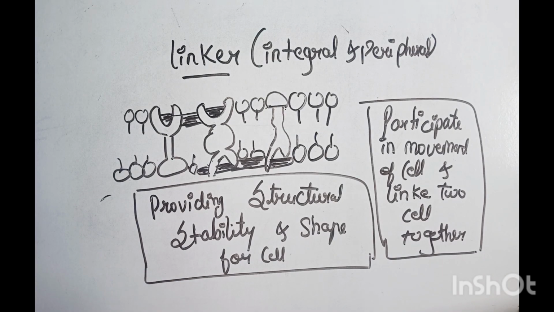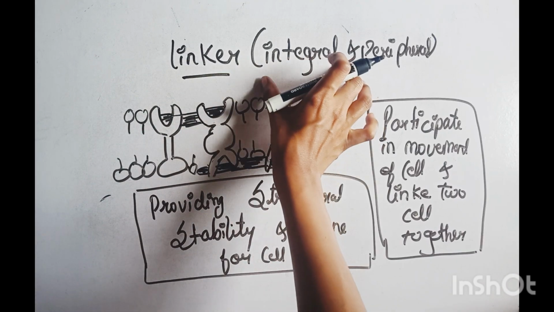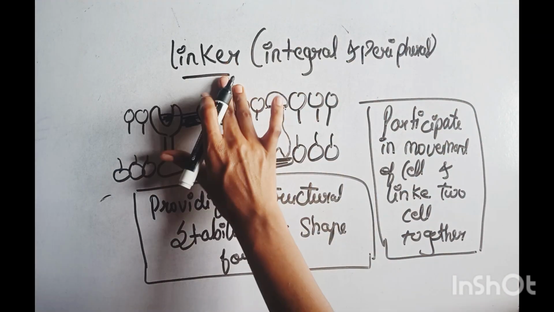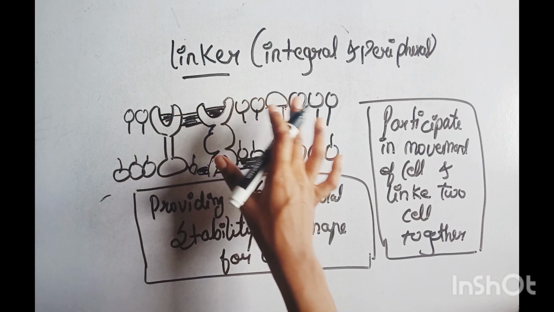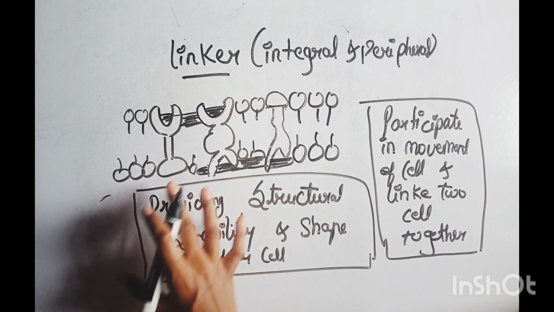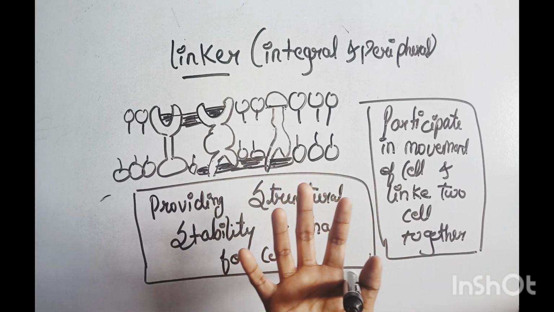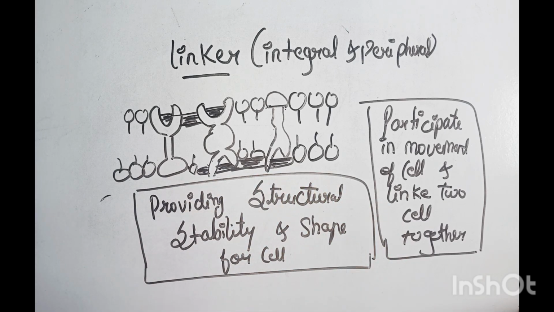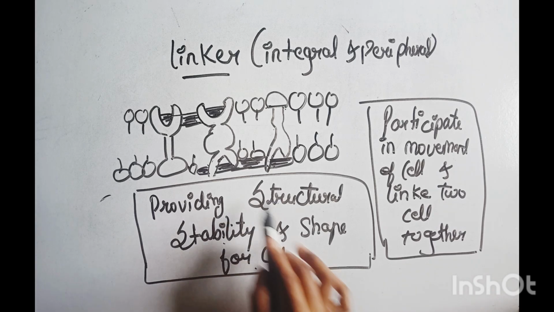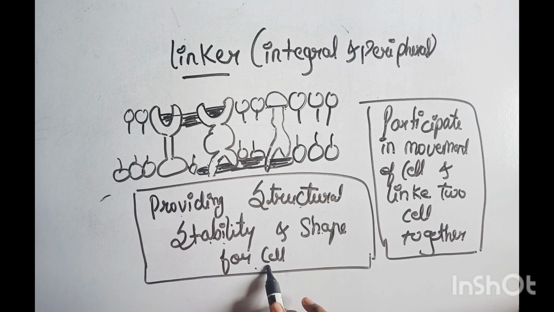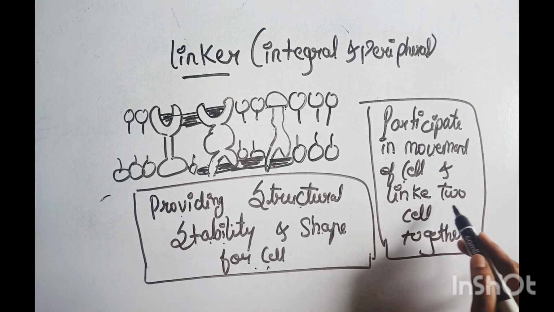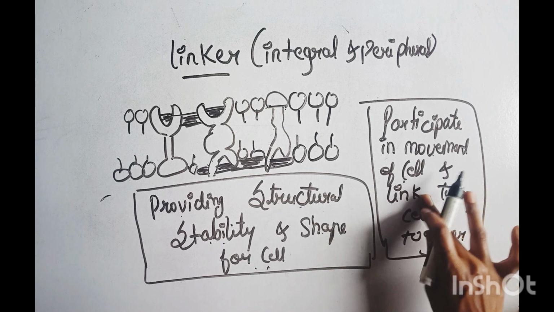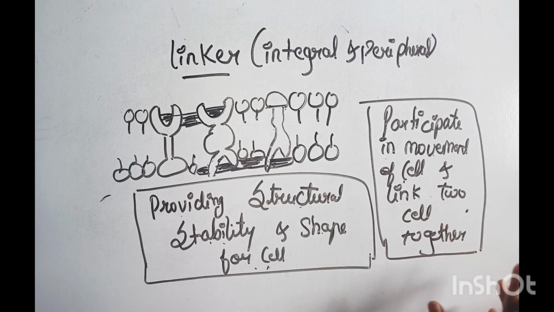Another is the linker. There are integral proteins and peripheral proteins which act like a linker. What are linkers? Linkers anchor or attach the filaments inside or outside the plasma membrane. What are the functions of this linker? They provide structural stability and shape for the cell. Another function is that they participate in the movement of cells and link two cells together.